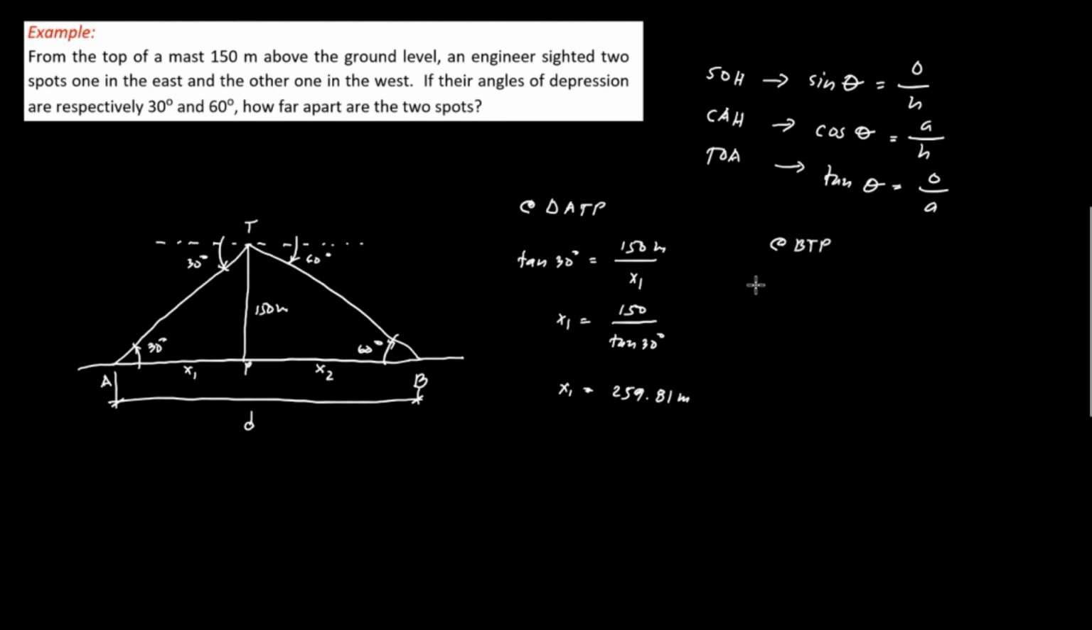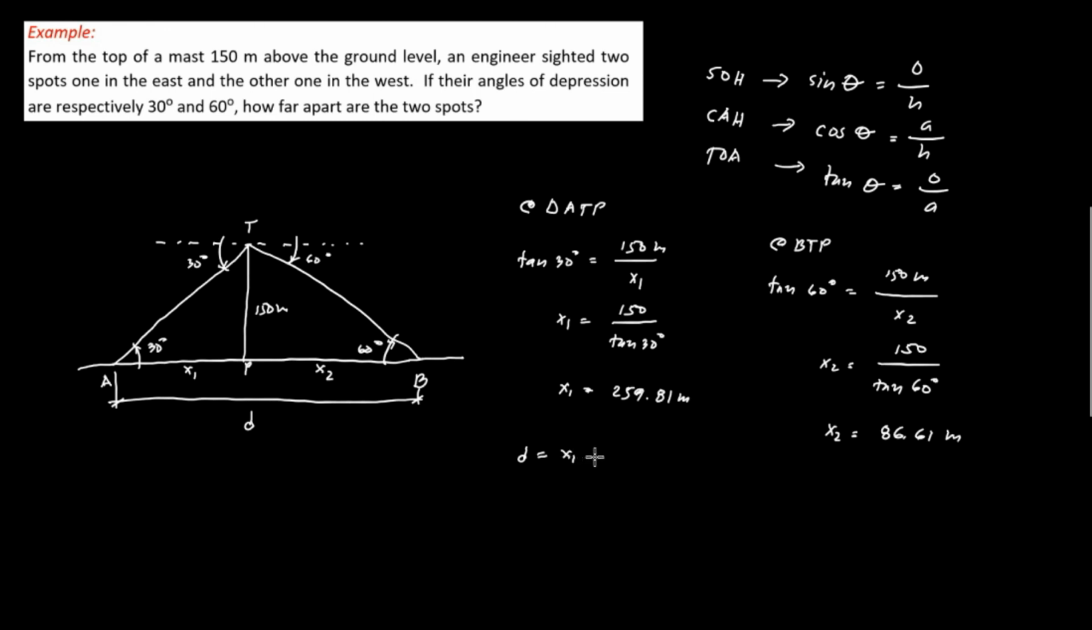At triangle BTP, we will also be using tangent. So tangent of theta, 60 degrees, is equal to the opposite side, 150 meters, divided by the adjacent side, x sub 2. x sub 2 is equal to 150 meters divided by tangent 60 degrees, and x sub 2 is equal to 86.61 meters.